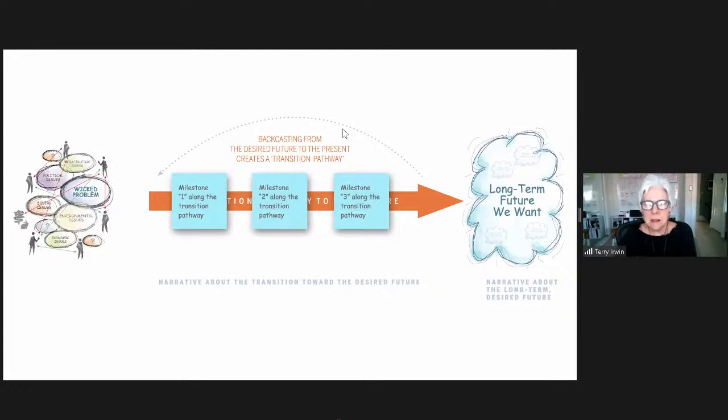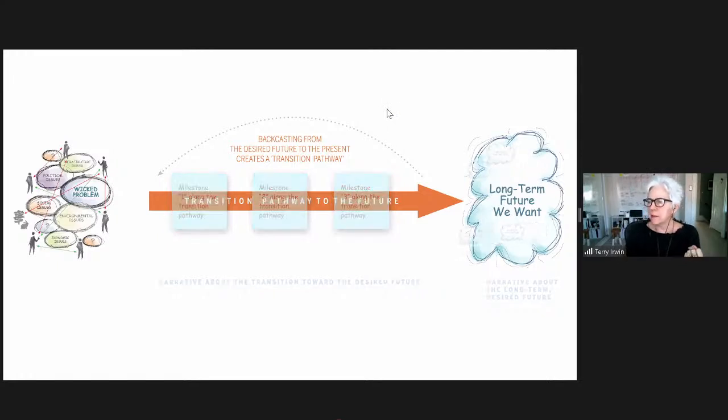We do this not because we think we can predict the future, but because we want to learn to think rigorously about the process of transition itself, to explore possibilities and probabilities. And together, the long-term vision and the milestones describing the transition create a powerful narrative that, as I said before, can motivate action in the present.